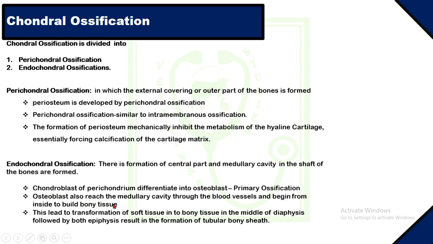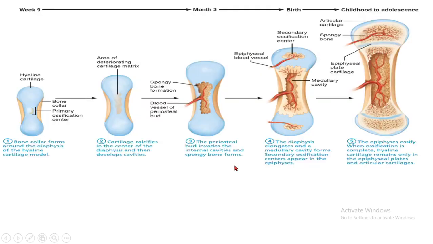Osteoblasts also reach the medullary cavity through the blood vessels and begin building bony tissue from inside. This leads to transformation of the soft tissue, such as hyaline cartilage, into bony tissue at the middle of the diaphysis, followed by both epiphyses, resulting in the formation of a tubular bony sheath.